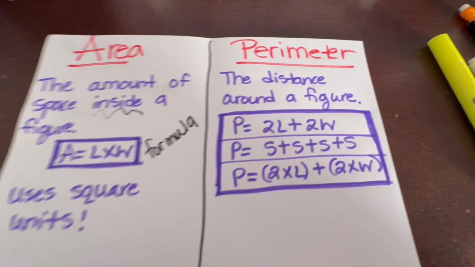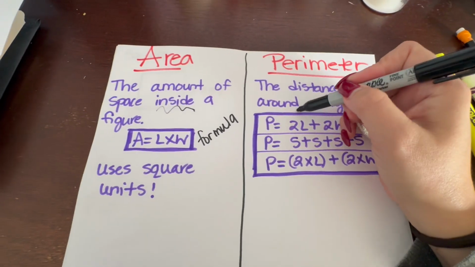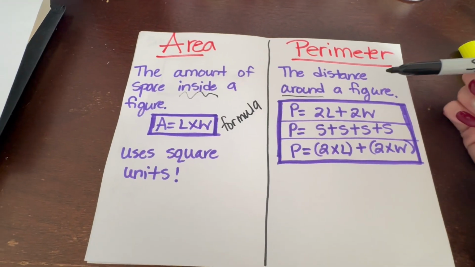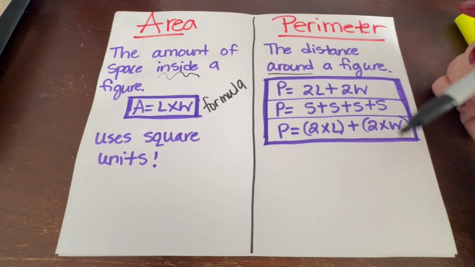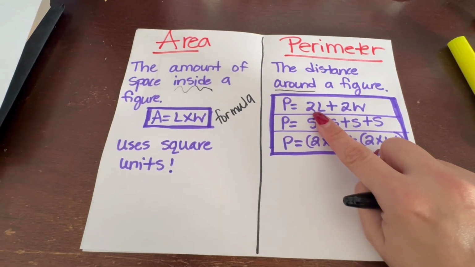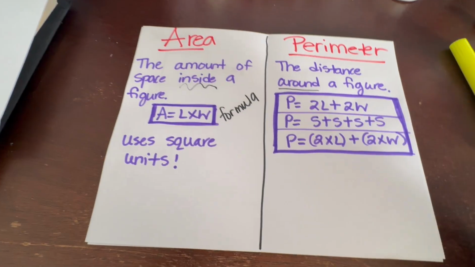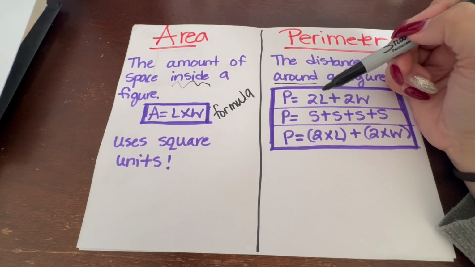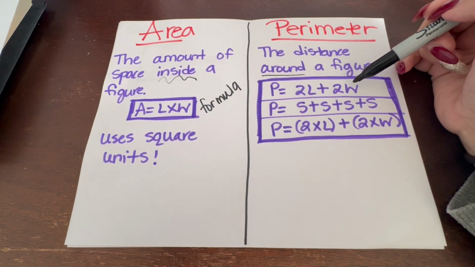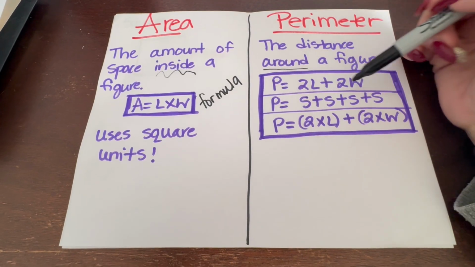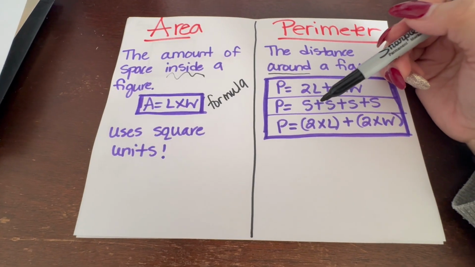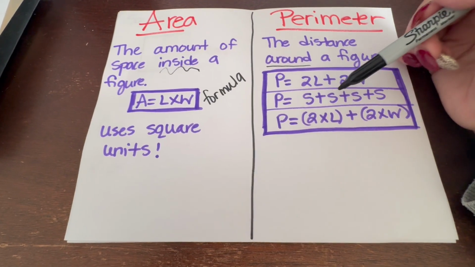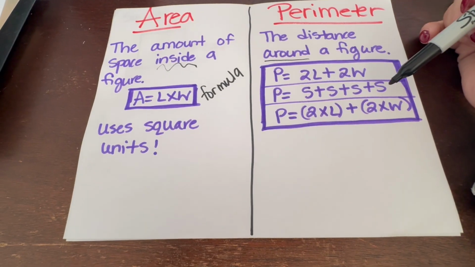Okay, the perimeter is the distance around a figure. And the formula can look many ways. These are three of the ways that it can look. Perimeter equals 2L plus 2W. This means that you find the length and you multiply it by 2. Find the width and you multiply it by 2. And then you add those together. If it's a square or rectangle, you can also add the sides 4 times.